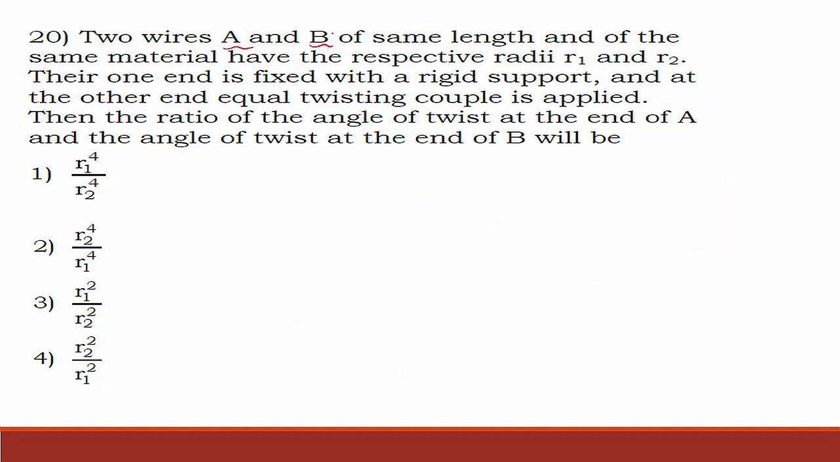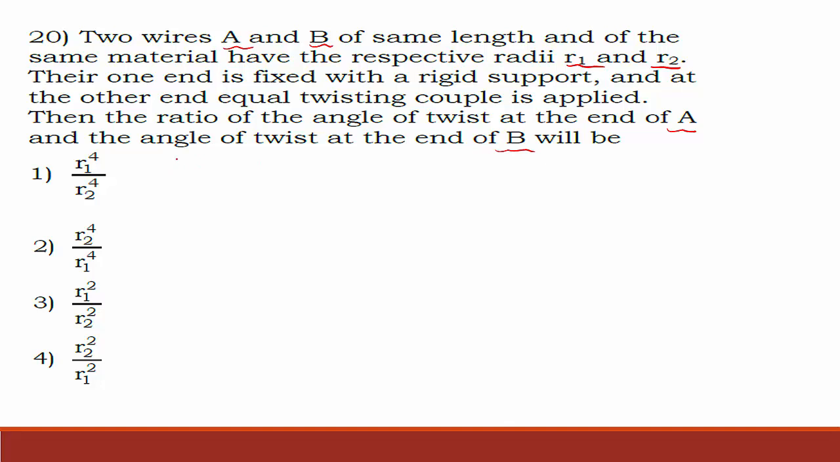Two wires A and B of the same length and of the same material have the respective radii R1 and R2. There are two wires A and B, both having the same length and same material, but radius is R1 and R2. Here one end is fixed to a rigid support and at the other end an equal twisting couple is applied. When an equal twisting couple is applied, then the ratio of the angle of twist at the end of A and the angle of twist at the end of B will be.